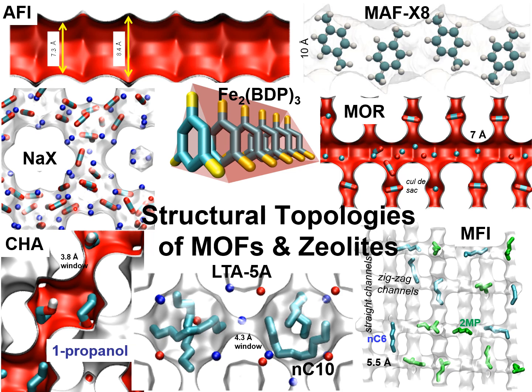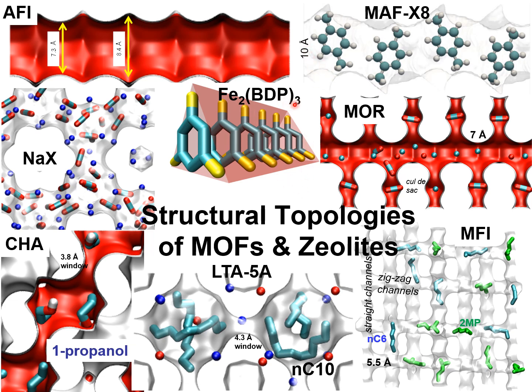Microporous crystalline adsorbents, such as MOFs and zeolites, have a wide variety of pore dimensions, pore connectivities, and pore topologies. For example, AFI zeolite has one-dimensional channels whose width ranges from 7.3 angstrom to 8.4 angstrom. MAF-X8 is a MOF with one-dimensional channels of 10 angstrom.